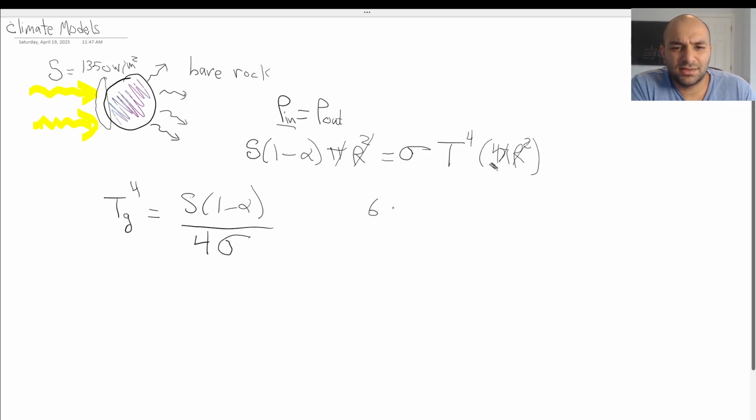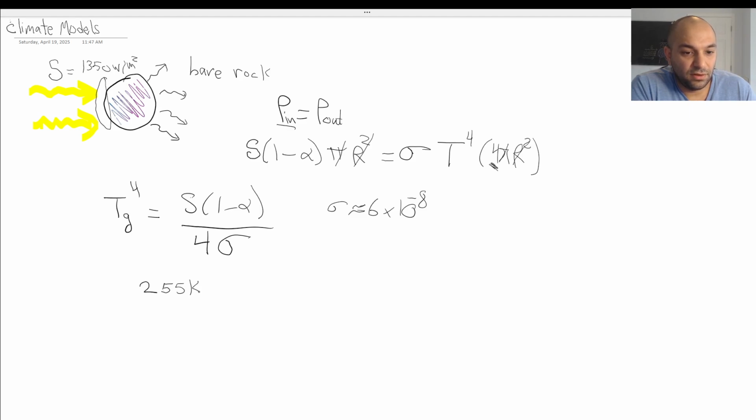It's about 6 times 10 to the minus 8, I think, if I remember correctly, approximately, so we can look that up. But then I calculated this number earlier. It actually comes out to be something like 250 Kelvin, which is minus 18 Celsius. So that's really cold. And the Earth is not as cold as that. And the reason is because there's an atmosphere.